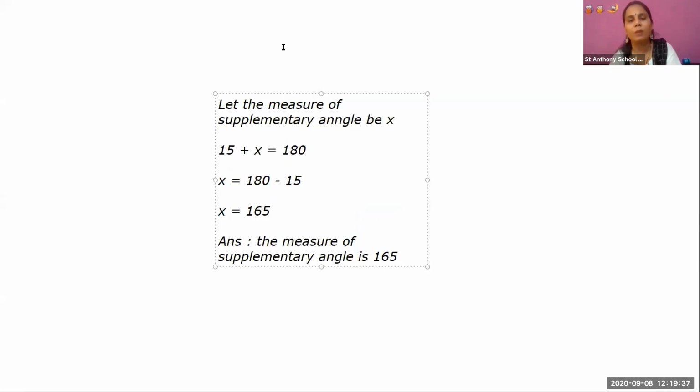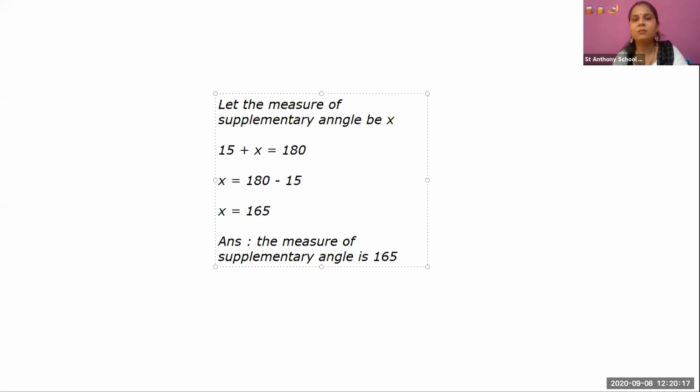Same as practice set 15, where we let the measure of the complementary angle be x. But if the angles are complementary, then the sum of two complementary angles is 90 degree. Okay. So here x is equal to 180 minus 15, which means 165. So the measure of the supplementary angle is 165.